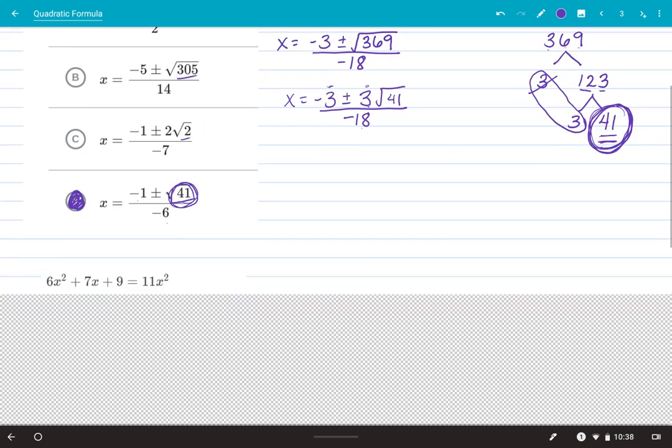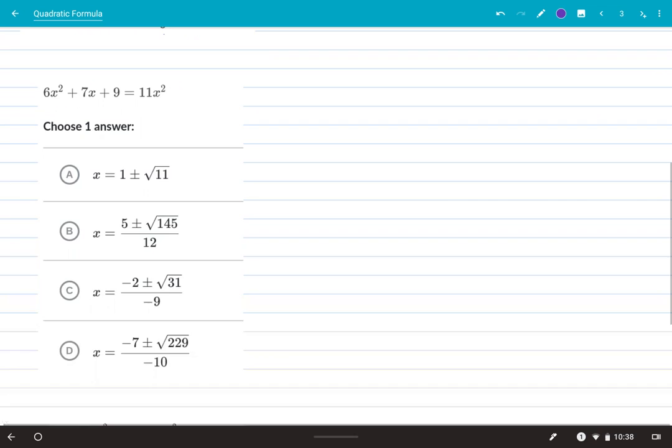All right, going to the next one. Again, this one is not in the form we want, so I am going to move it to the other side. Okay, and we're going to get 6 minus 11. We're going to get -5x squared plus 7x plus 9 equals 0. Find your a, b, and c. And now plug it into the formula we've been using, okay?